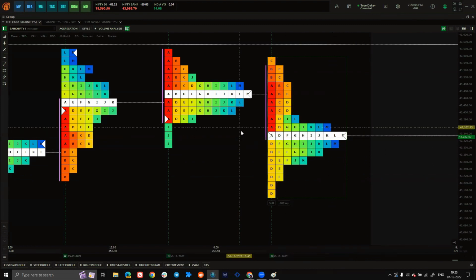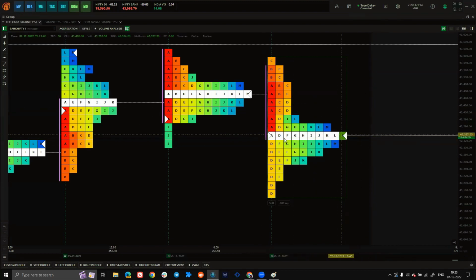So volume profile denotes at a particular price how much volume has been transacted using market orders. Market profile denotes at a particular price how much time the market spent at that particular level. So the difference will be at a particular price, let's say this 43,333, how much volume got transacted will be denoted by volume profile, and how much time the market spent at this particular level will be denoted by the market profile. That's the difference.